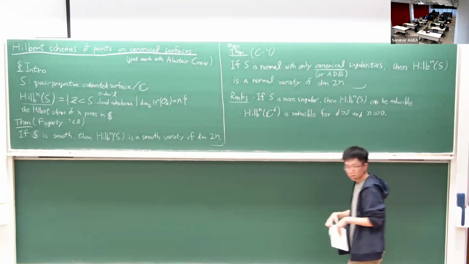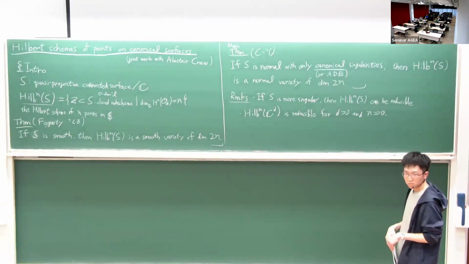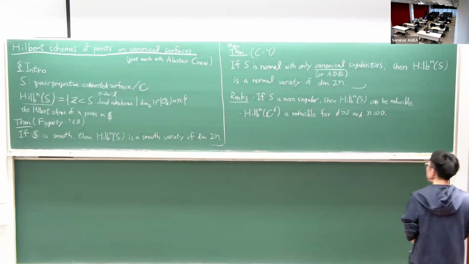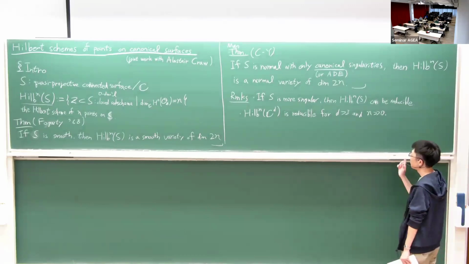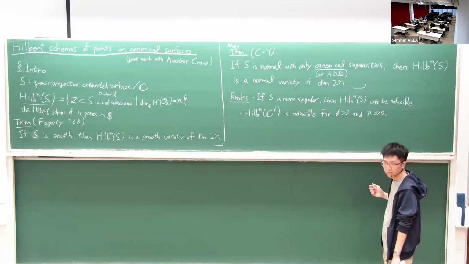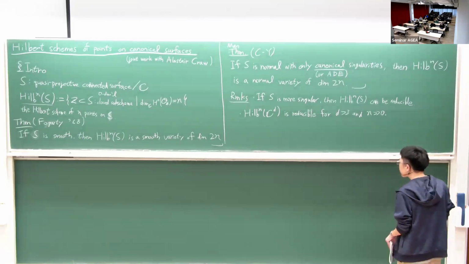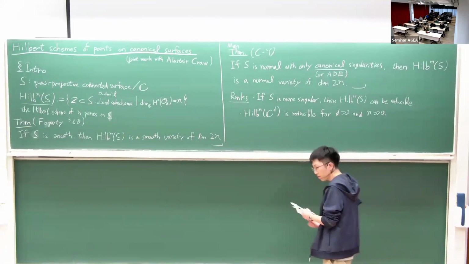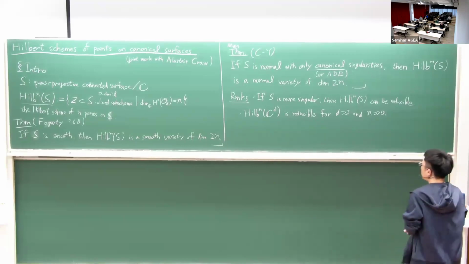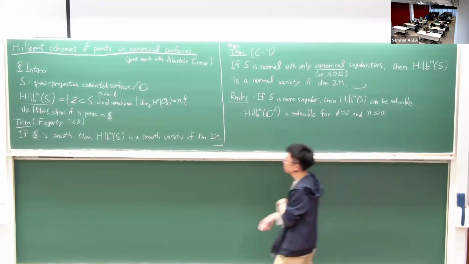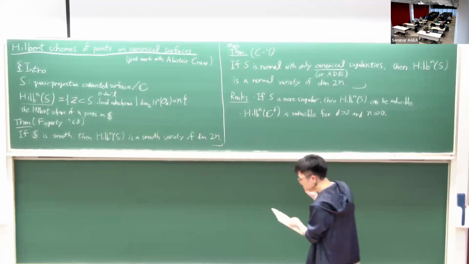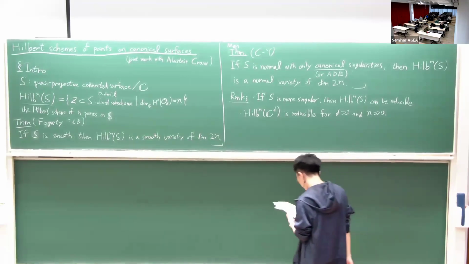Is the theorem optimal, if you allow log canonical singularities? Yes, I think for log canonical singularities, the Hilbert scheme can be reducible. Reducible means disjoint components? If the surface is connected, then the Hilbert scheme is always connected, so the components should intersect.